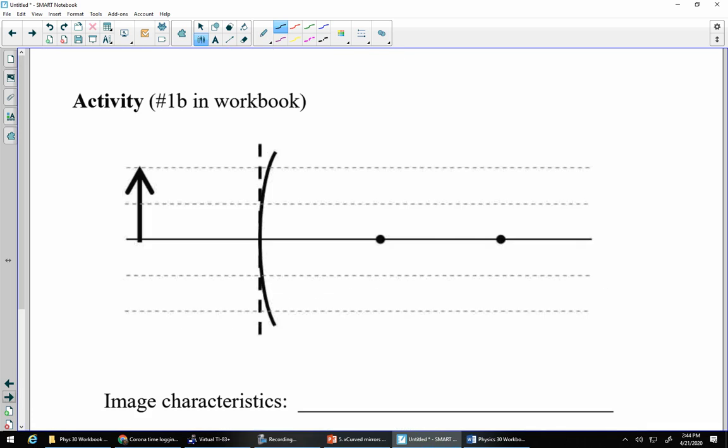Try out activity 1B in your workbook and see if you can get it. I'll give you a big hint. All of the images are going to look exactly the same in diverging mirrors, exactly the same. So put it on pause, try it out, and then we'll move forward. We'll check out some lenses.